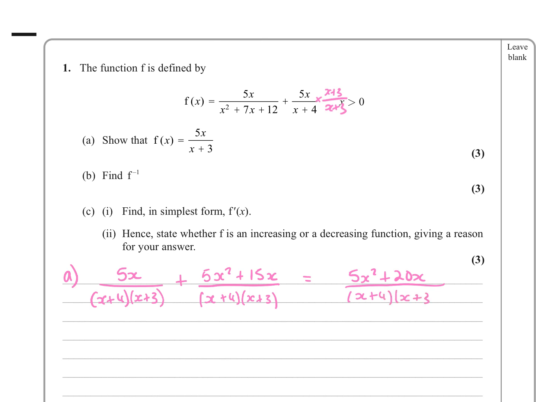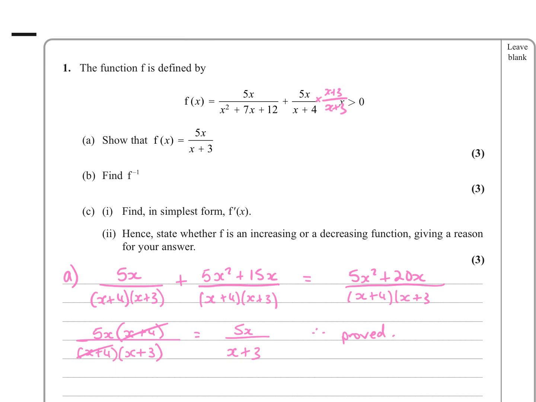Now I see I have factors on the numerator, yeah? 5 and x. So I'm going to take out 5x, bracket x plus 4, over (x plus 4)(x plus 3). The x plus 4 is going to cancel, so I'm going to get 5 over x, x plus 3. Okay, therefore proved. Nice, easy 3 marks. Okay, part B, find the inverse of f.